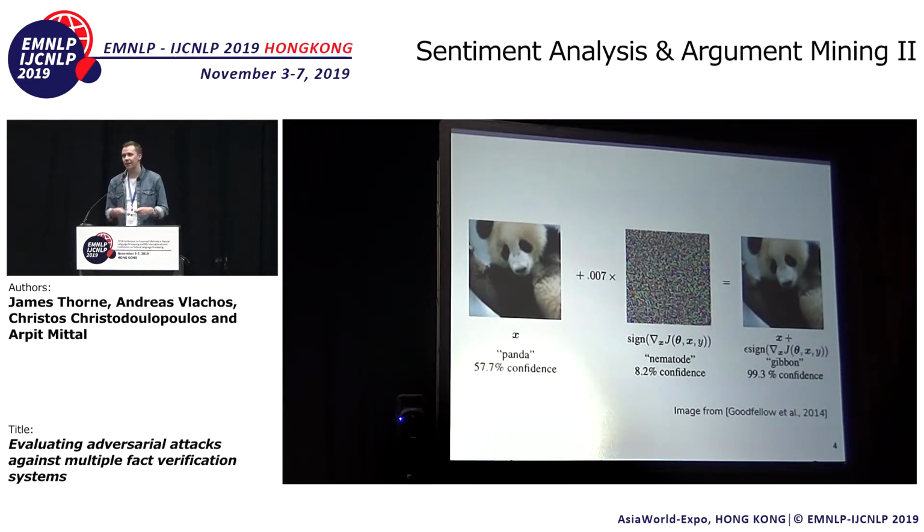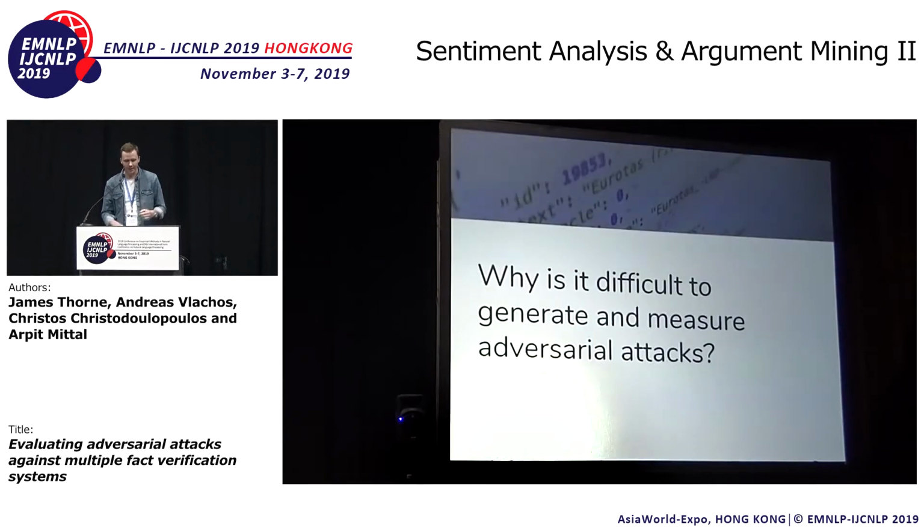So in attacking natural language processing systems, we want to do similar things. We want to take instances from a data set and make perturbations or changes to these instances. An easy way to do that is with human annotation, taking a claim and manually editing it. But that doesn't scale well to large data sets. So it's become more common to use automated methods of generating these adversarial attacks, but it's actually quite difficult to do that for a number of reasons.